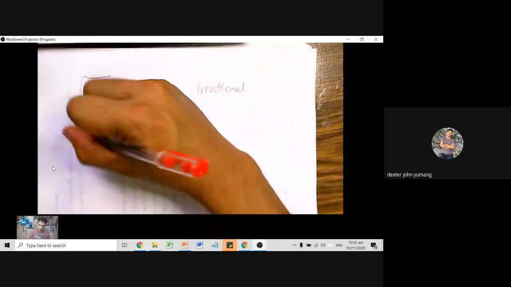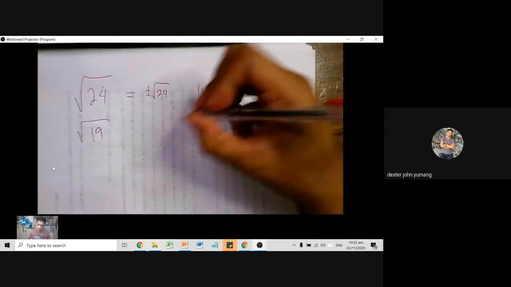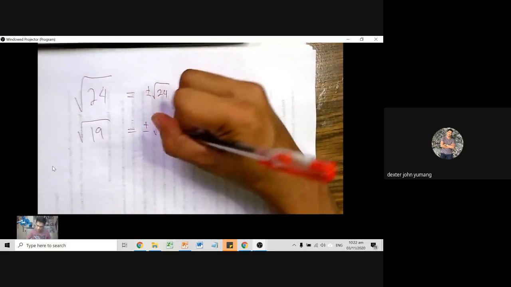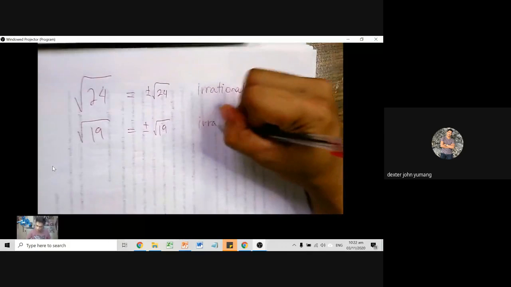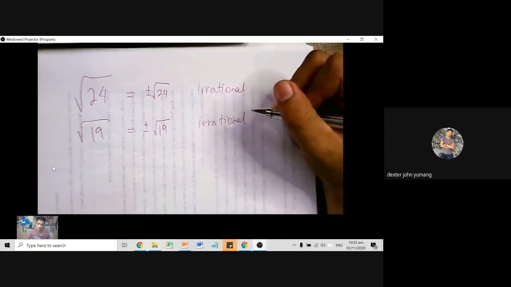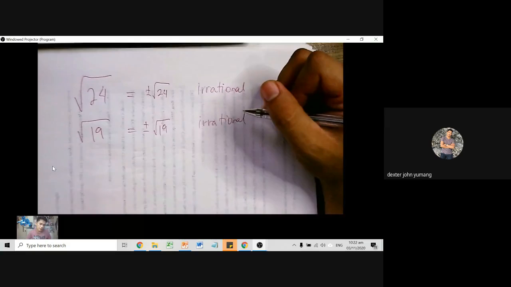Next, square root of 19. Wala din siya sa multiplication table. Isulat nyo lang plus minus square root of 19. Irrational. Pwede pong ganyan, kung hindi naman hinihingi yung decimal. Next.